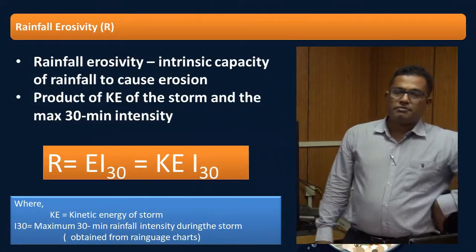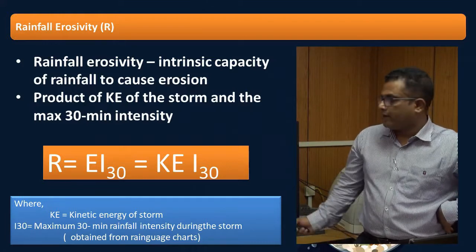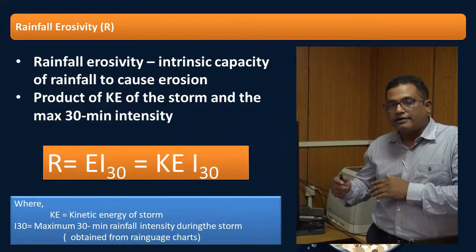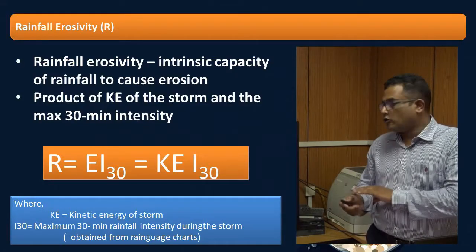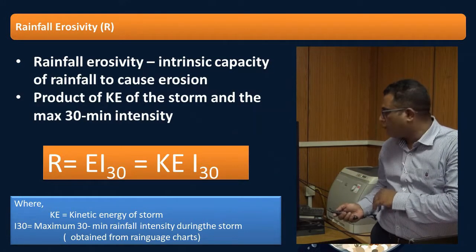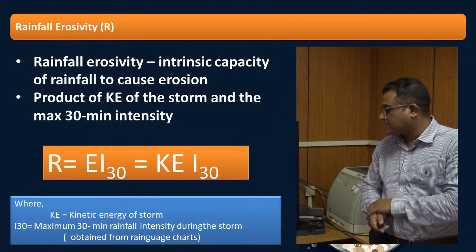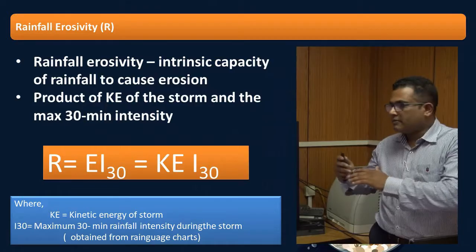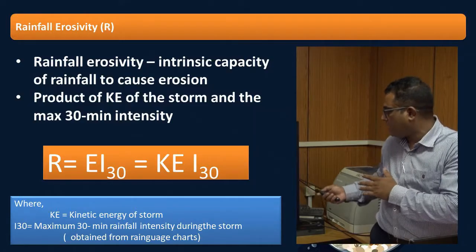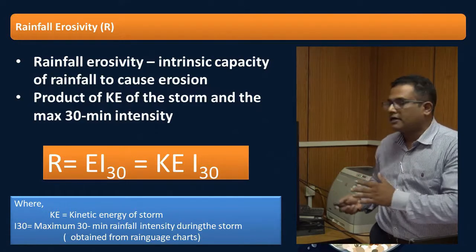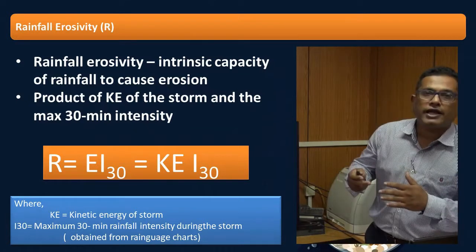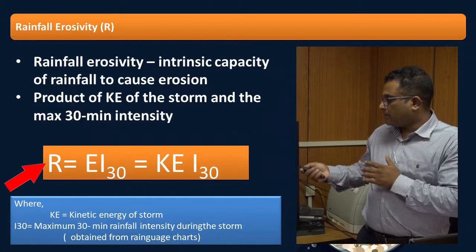Now coming to each term, what is rainfall erosivity? As we have already discussed, it is the intrinsic capacity of the rainfall to cause erosion, and it is a product of the kinetic energy of the rainfall and also the maximum 30-minute intensity. The scientist Wischmeier, through his study, found that for this estimation, I30, that is the maximum 30-minute intensity of rainfall during that duration, is sufficient for estimation of this rainfall erosivity.